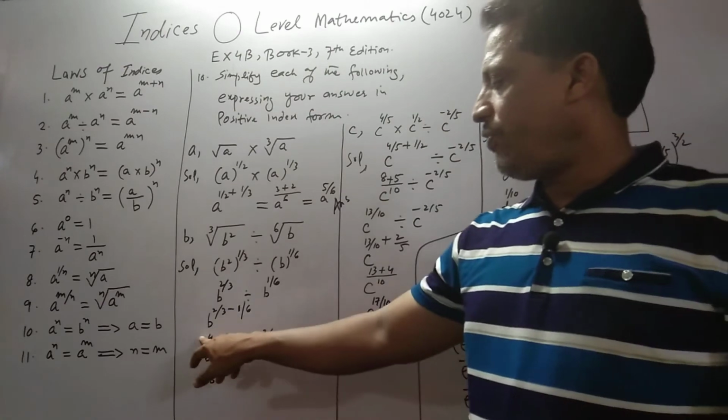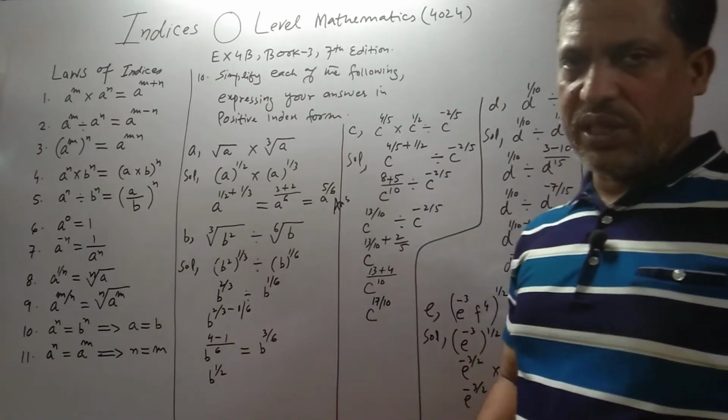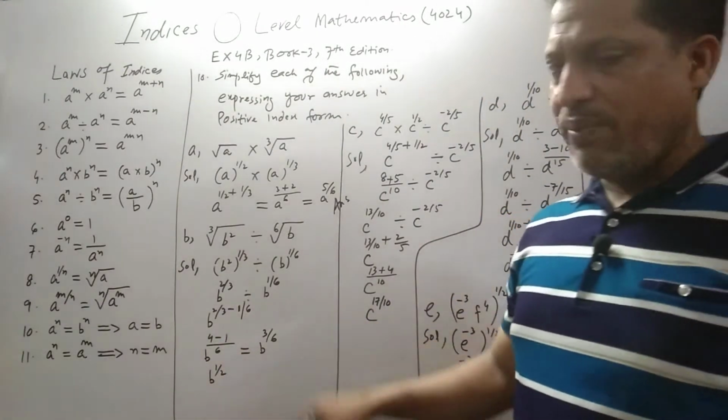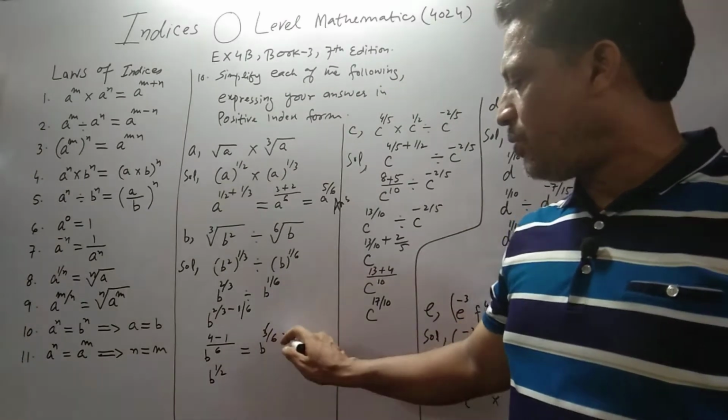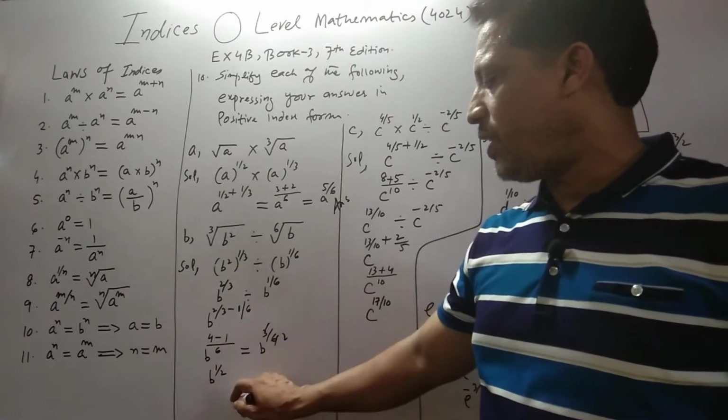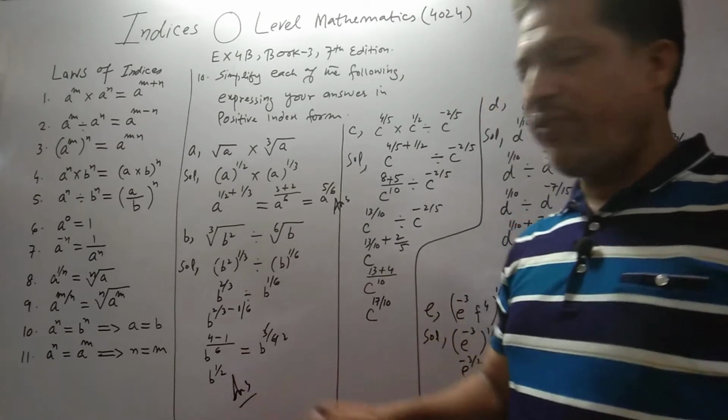So b to the power 4 minus 1 is 3, 3 upon 6. But still, 3 cancelled by 6: 3 times 1 is 3, 3 times 2 is 6. The answer is b to the power 1 upon 2. And this is our final answer.